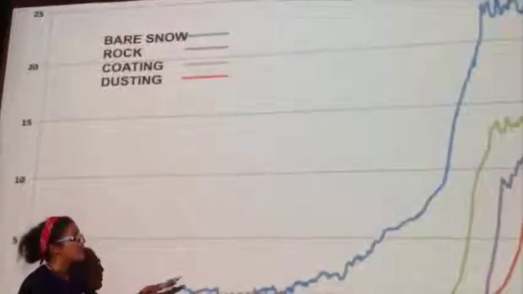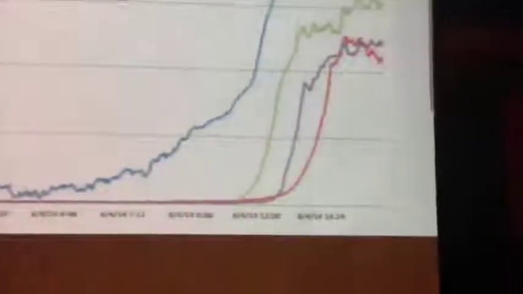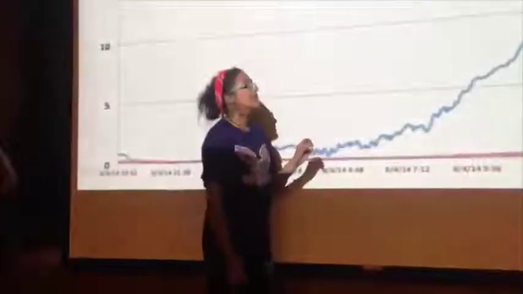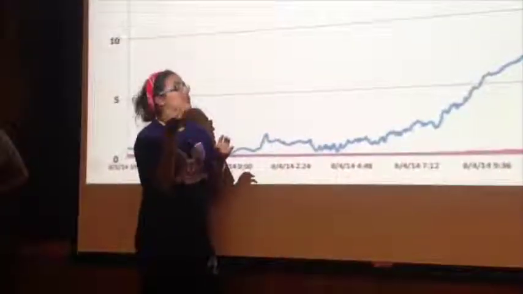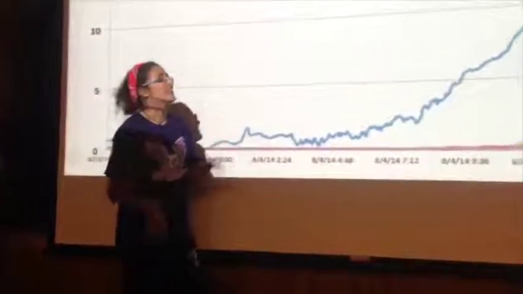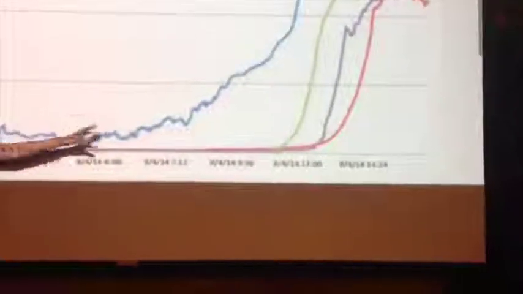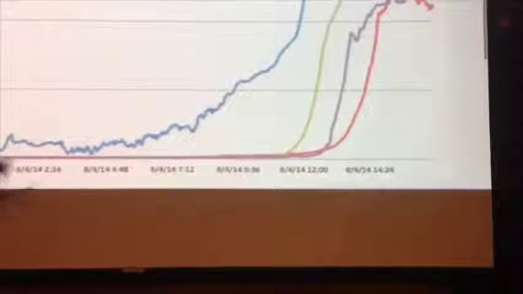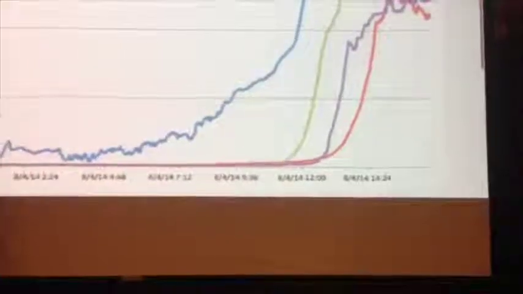But already at around 7, the temperatures were starting to fluctuate for the bare snow one. And as you can see where it started to spike up, that was when the sensor got closer to the surface as more snow was melting. Weird, that wasn't our first guess. We assumed that all the debris would help melt it, but this one was the first to melt, and the most.